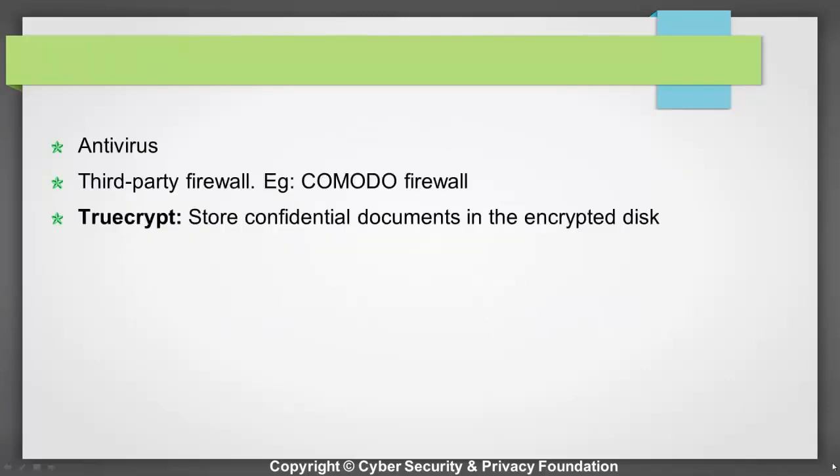The usage of third-party antiviruses or third-party firewalls, such as the Comodo firewall, could also be part of good practice for OS hardening. And the usage of TrueCrypt: though TrueCrypt has been discontinued, the previous versions of TrueCrypt can still be used for creating encrypted disks or encrypted volumes to store confidential documents.